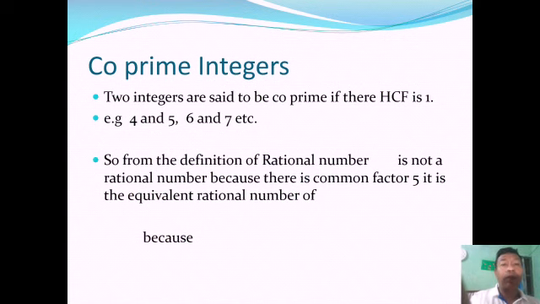So, from the definition of rational numbers, 5 by 10 is not a rational number, but it is equivalent to the rational number 1 by 2, since there is a common factor 5 between 5 and 10. So we can write 5 by 10 equals 1 by 2. So 1 by 2 is a rational number and 5 by 10 is the equivalent of 1 by 2.